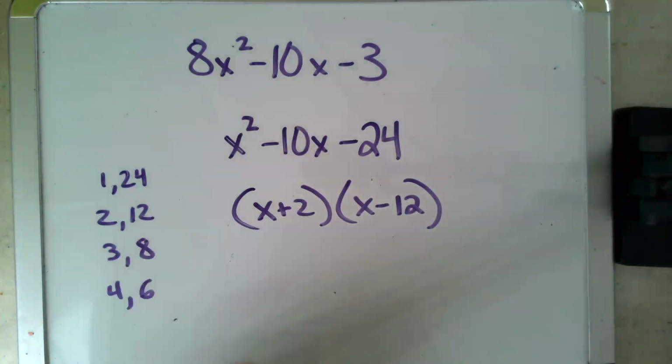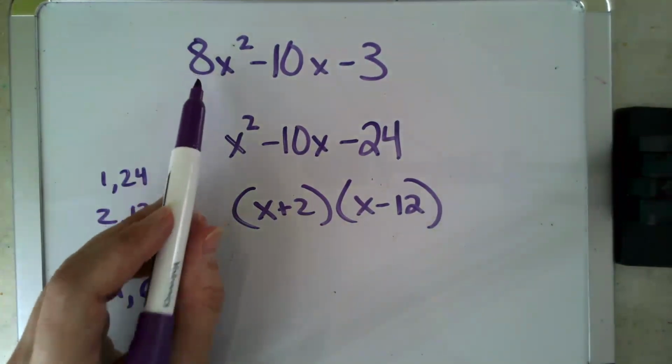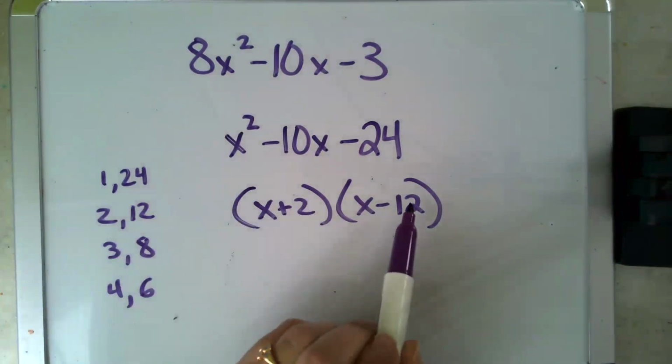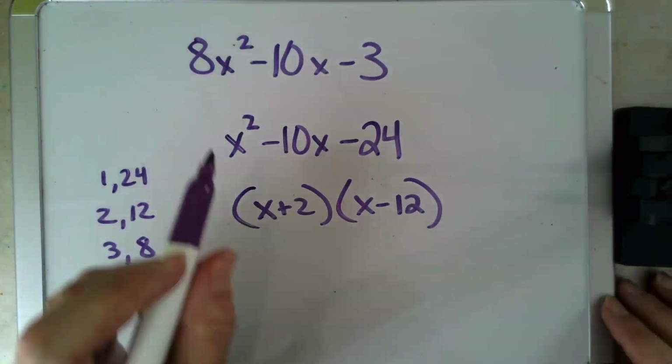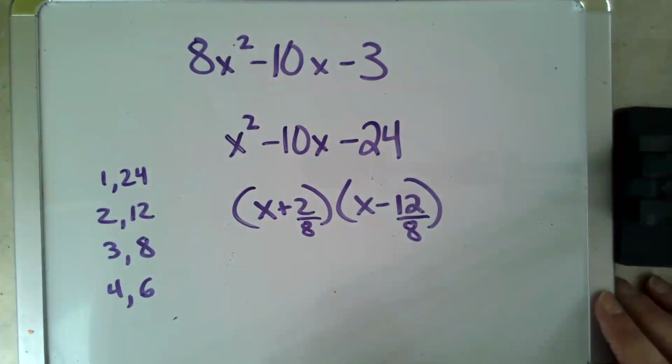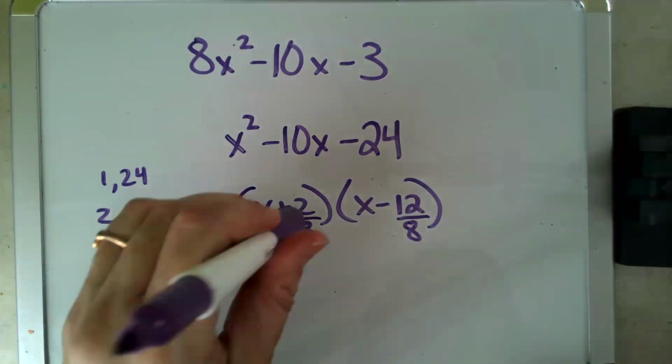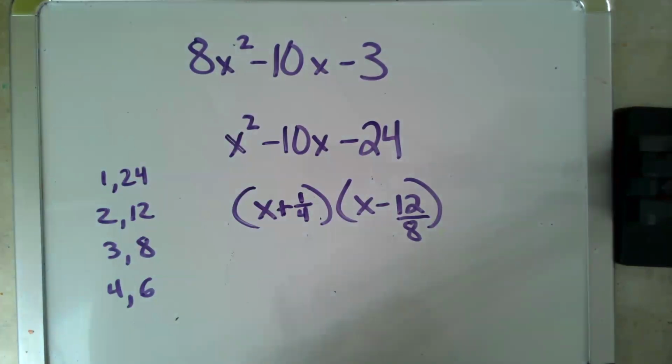So to finish it up, we take that 8 that we dropped here, and now we divide each of these that we just found by that 8. We're going to simplify those fractions. So 2 over 8 becomes 1/4, and minus 12 over 8 becomes minus 3/2.